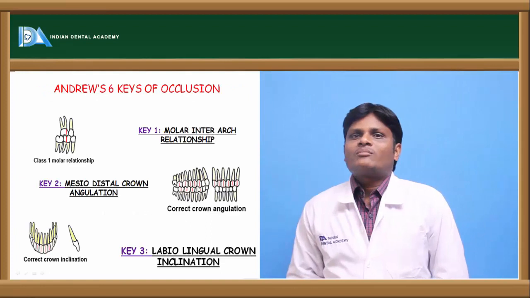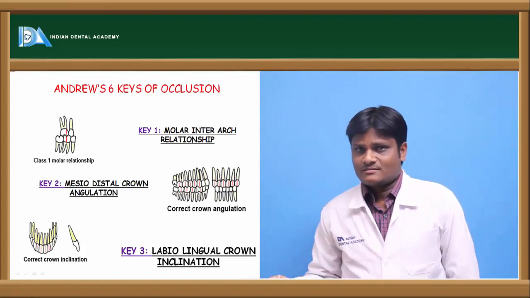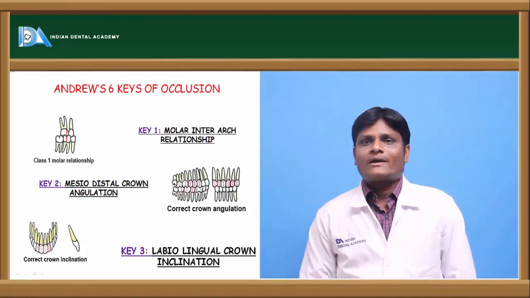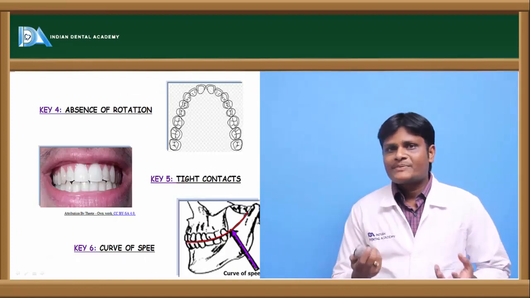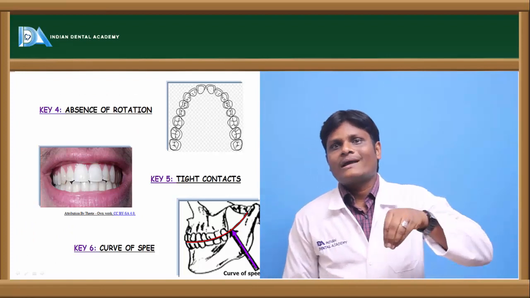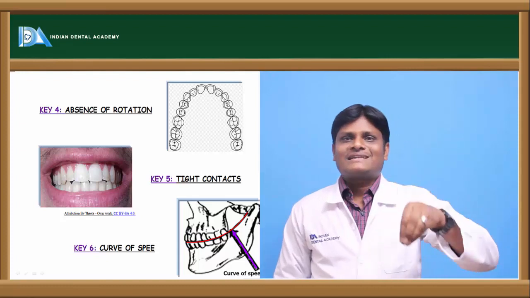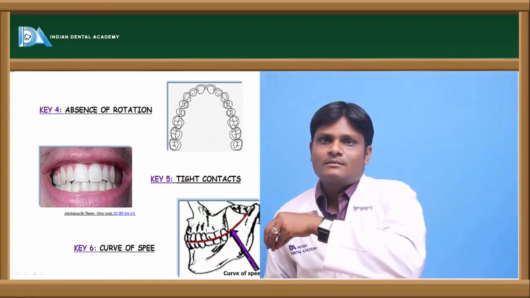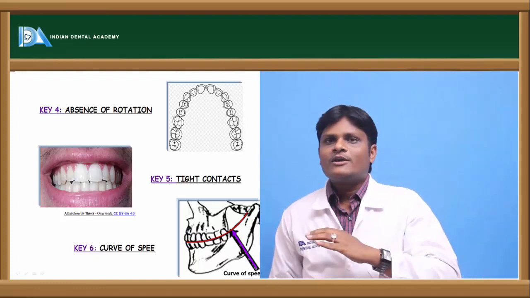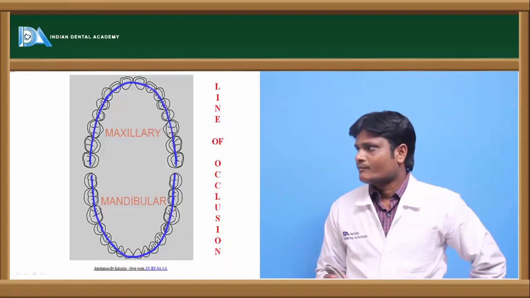So now what is a normal occlusion? It's the occlusion which satisfies all of Andrews' six keys: class 1 molar relationship, mesiodistal crown angulation, buccolingual crown inclination, absence of rotations, no spacings, and a relatively flat curve of Spee. These are called Andrews' six keys of optimum occlusion. Any occlusion that satisfies these six keys is considered an optimum or normal occlusion. Deviation from any of these keys will be considered a malocclusion.